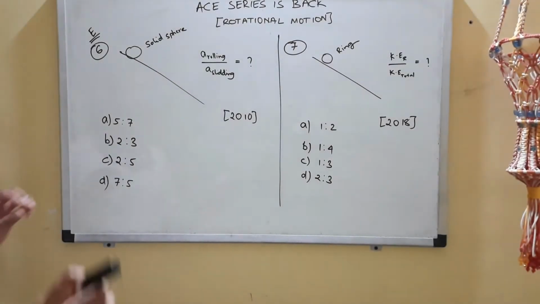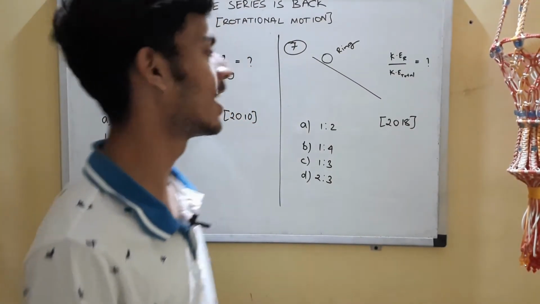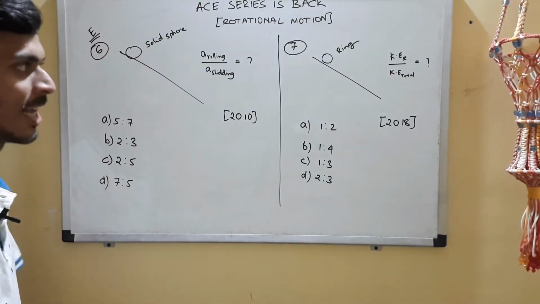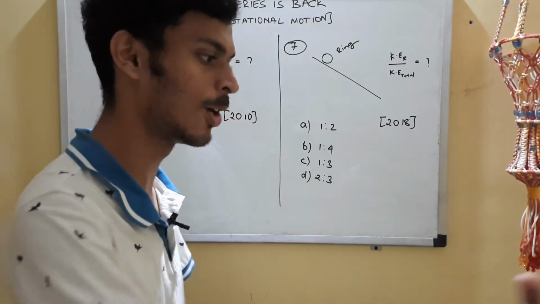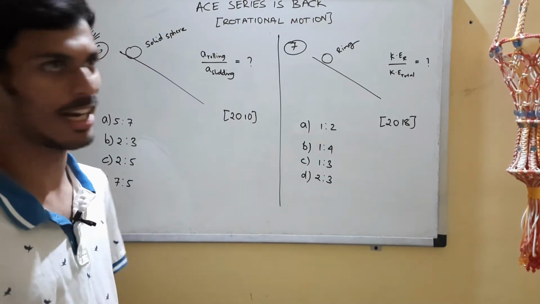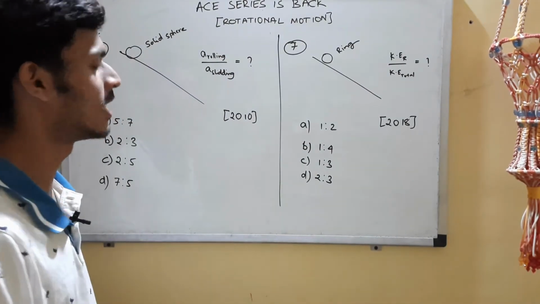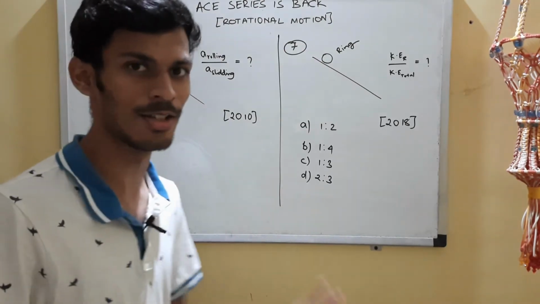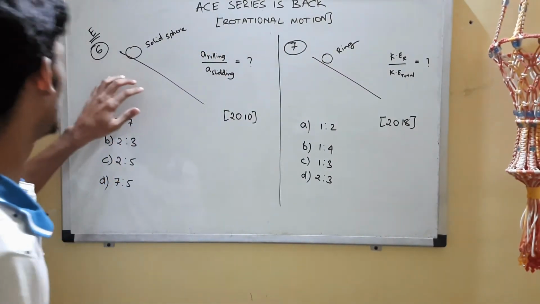So questions number 6 and 7 over here from the easy category now. Again you have an inclined plane. Rolling on an inclined plane is a very favorite topic of BITSAT. It's a high weightage topic. As you can see, it's repeating over and over again, so focus on it. Let's come to the question.